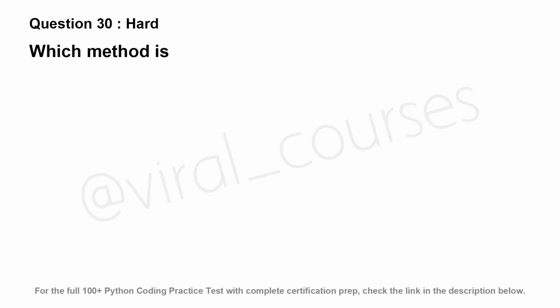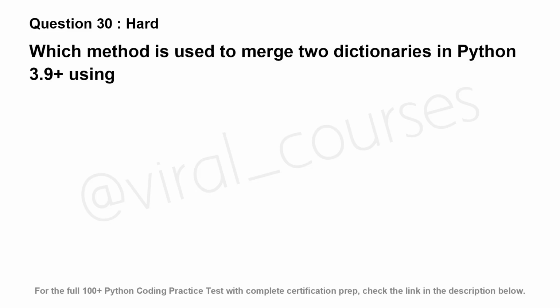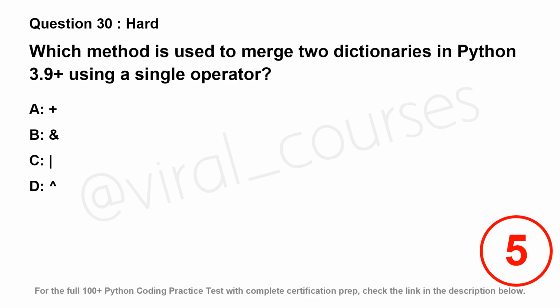Which method is used to merge two dictionaries in Python 3.9+ using a single operator? Option A, plus. Option B, and. Option C, the pipe operator. Option D, caret.